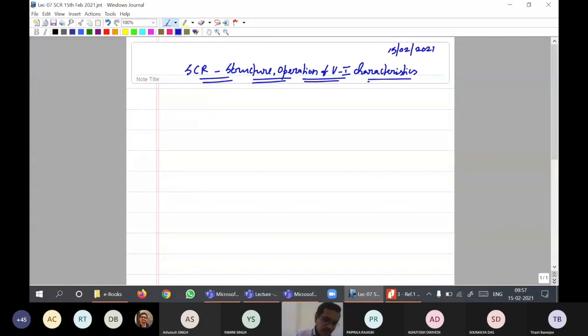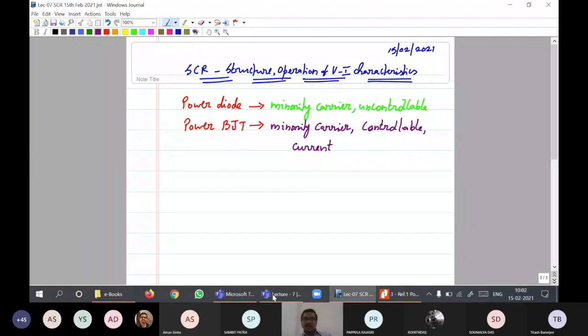All right. Now we had discussed 2 power devices so far. We started off by looking at the power diode. The power diode happens to be a minority carrier uncontrollable device. Now the next power device that we had come across was the power BJT. This is a current controllable minority carrier power device.